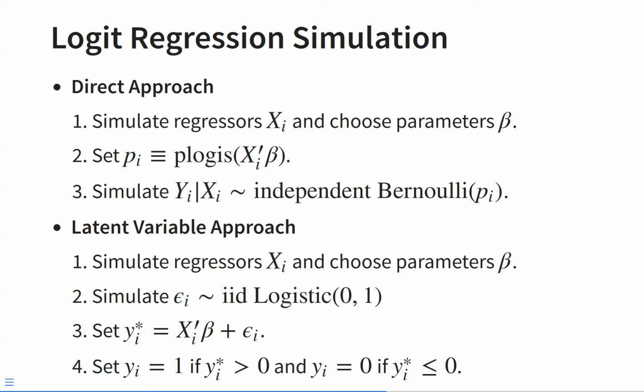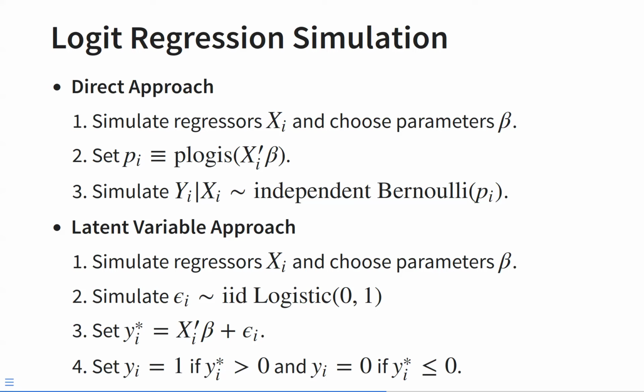So let's start with the direct approach. Here, we're going to first simulate some regressors, x, and choose some parameters, beta. Then we are going to calculate the probability for each observation, the probability that y is 1. How do we do that? Well, we just plug in x prime beta. So for that particular observation, observation i, we have x_i prime beta. We plug that into the logistic CDF to get a probability. That function always spits out a number between 0 and 1.